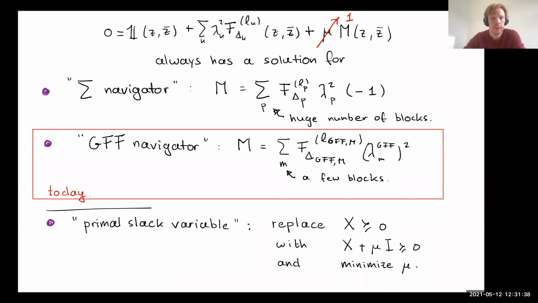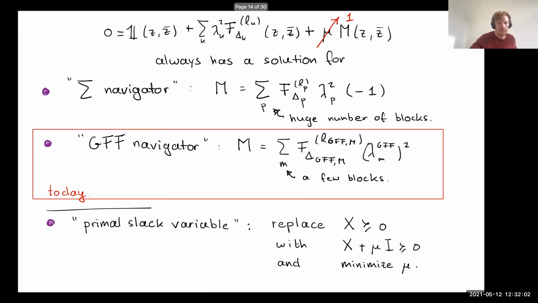This is the kind of relaxation that you can do for a general semi-definite program, even if it doesn't come from a numerical conformal bootstrap problem. So, for example, if you want to do S-matrix bootstrap or other things, and you want to use the navigator function, then this relaxation of the primal problem might be the way to go.